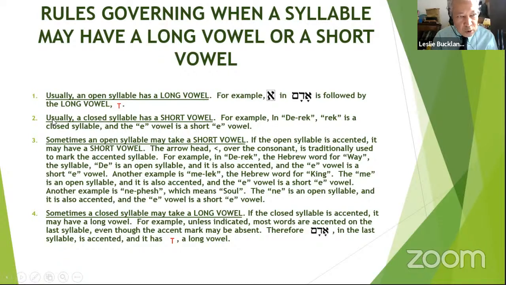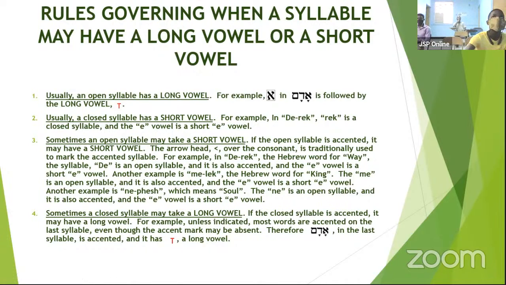The second rule, which is also general, usually a closed syllable has a short vowel. Can anyone remind me about what a closed syllable is?